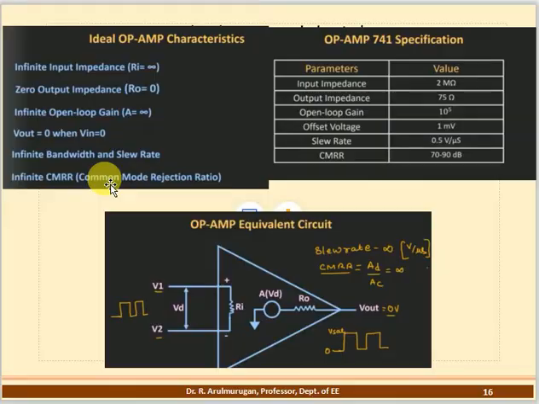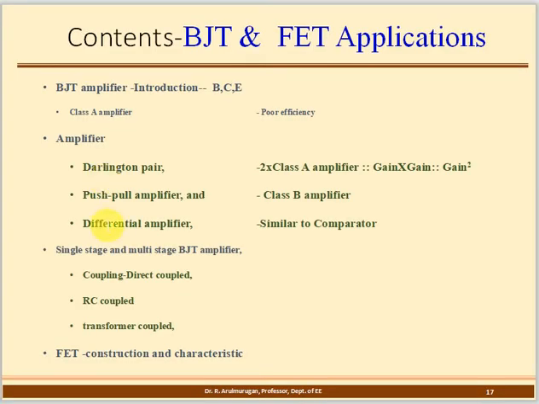So far we have discussed this. Here also, similar to differential amplifiers, there are two inputs one output, one input one output, and one input two output, similar to the comparator IC of the operational amplifier. So coming to the next one, BJT and FET applications.